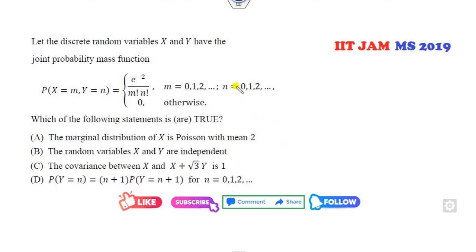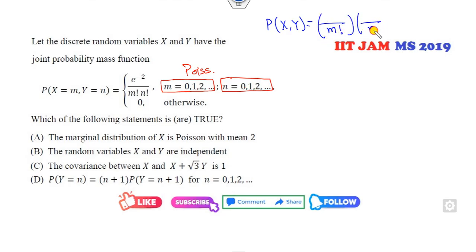Okay, look at this another one. This is a joint density function given to you. Do you remember which distribution has a domain that varies this way? It's a Poisson distribution. So I can think about this function as m factorial and n factorial. For the Poisson distribution, we need this parameter.